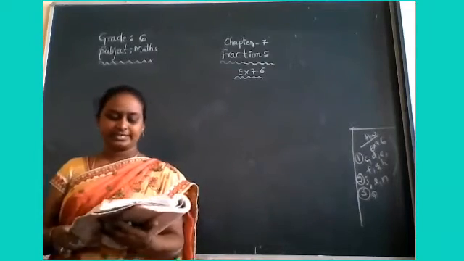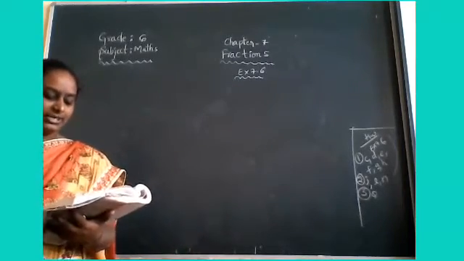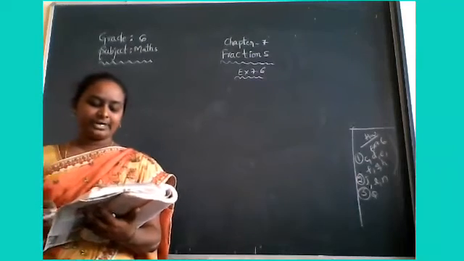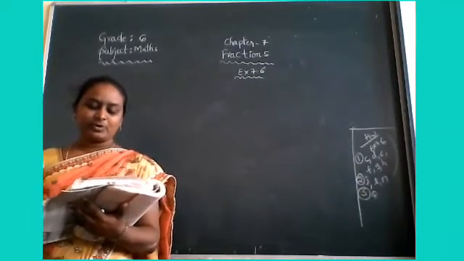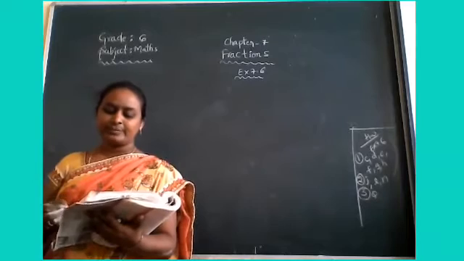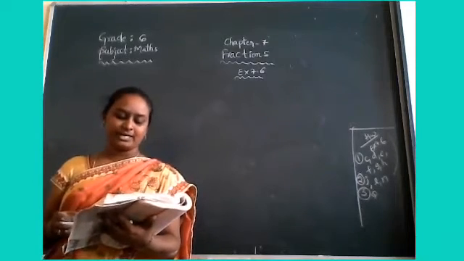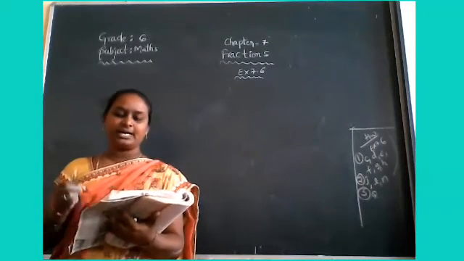Okay, right. Come to the sixth one. A piece of wire 7 by 8 meter long broke into two pieces. One piece was 1 by 4 meter long. How long is the other piece?